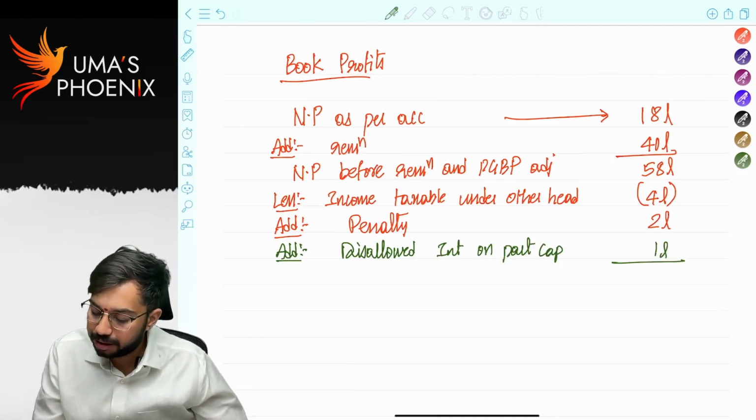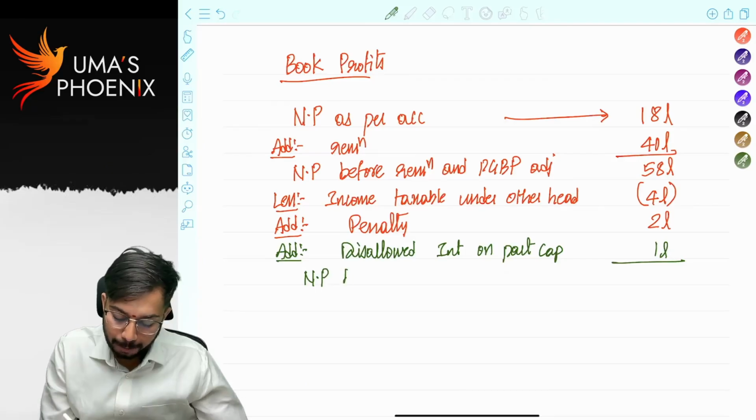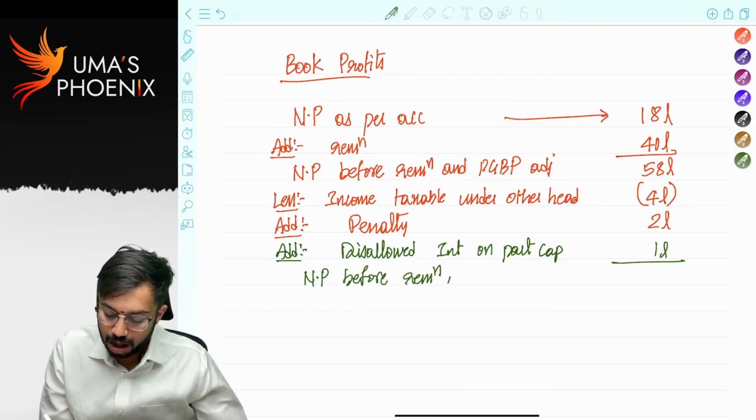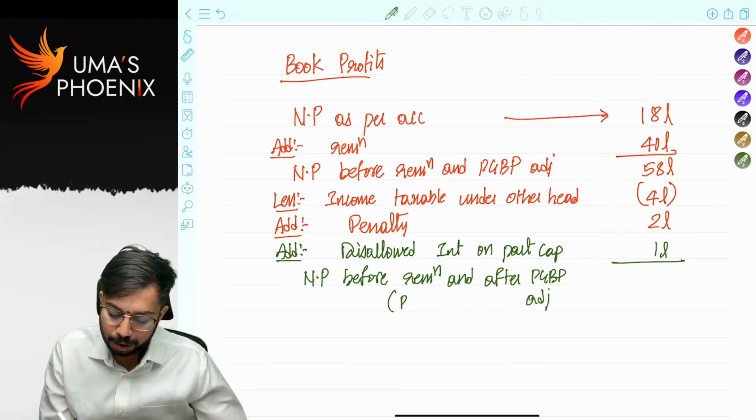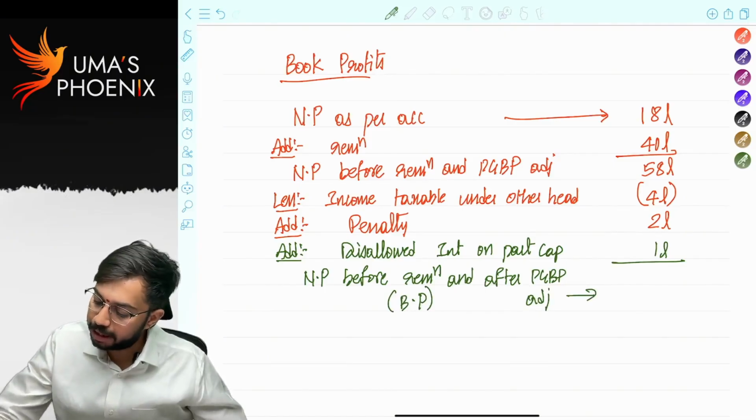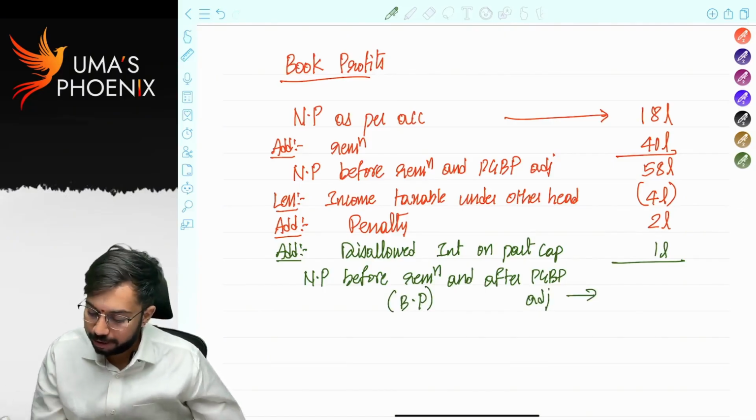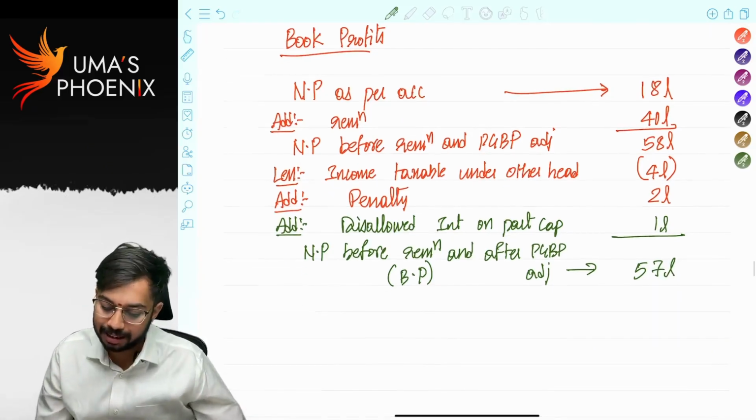1 lakh. So, now you will get net profit before remuneration and after PGBP adjustments. This we also call as book profits. How much are book profits? 58 minus 4 plus 3, 57 lakhs. So book profits are 57 lakhs.